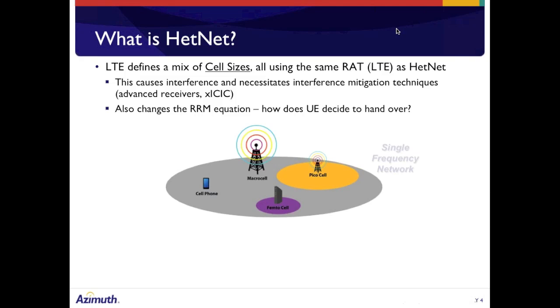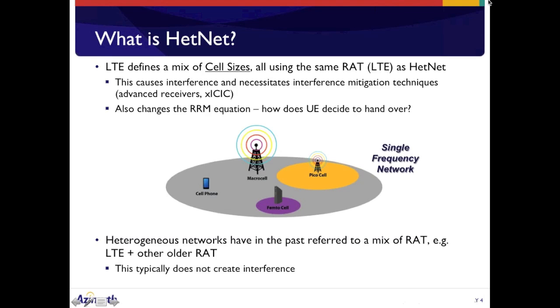Because the small cells end up being inside the macro cells, it changes the equation for radio resource management. The UE has to have a new decision algorithm for deciding when to do a handover. So those are kind of the main things that make a HetNet.